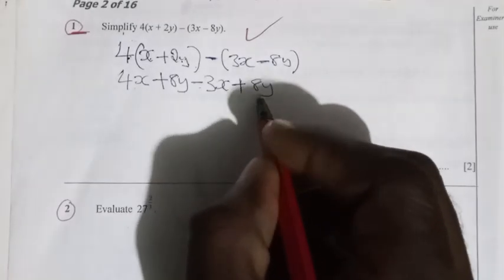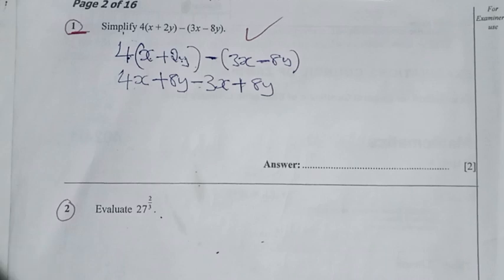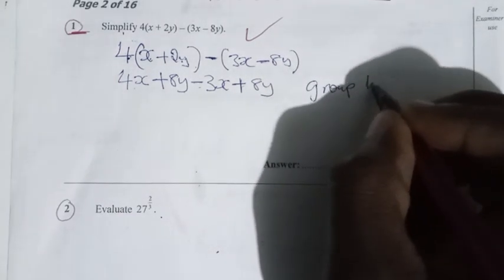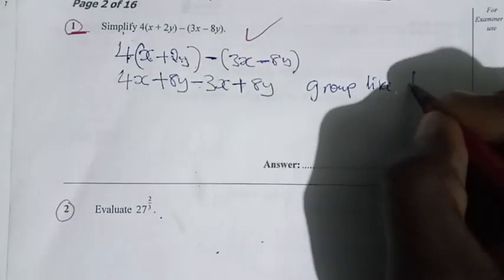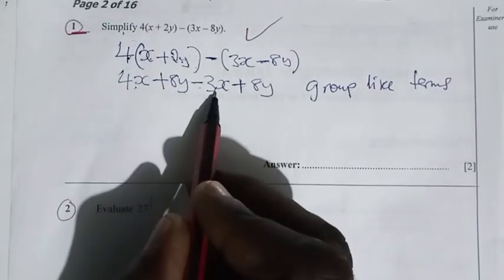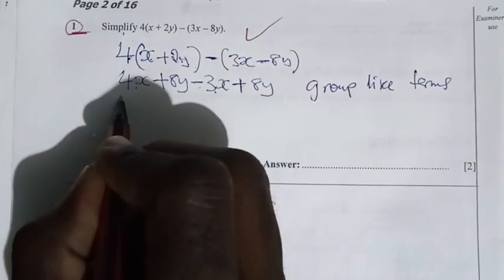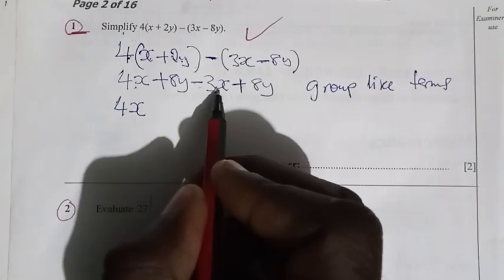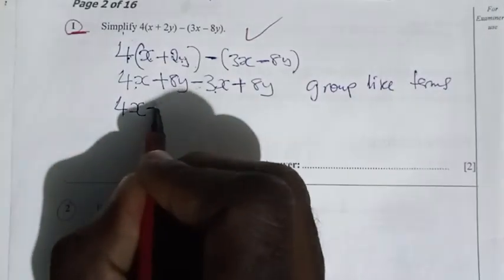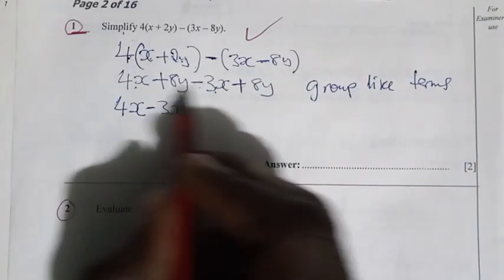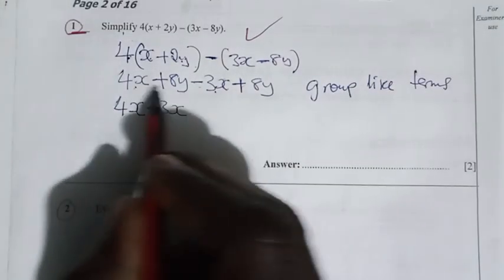Positive 8y. At this particular moment, since we want to simplify, we are going to group like terms. How do you group like terms? Like terms are terms with the same variables, in short, the same letters. In this case, 4x and negative 3x are like terms. So you write 4x minus 3x. No need of changing the signs, you push it the way it is. We can only change the signs if there's an equal sign.